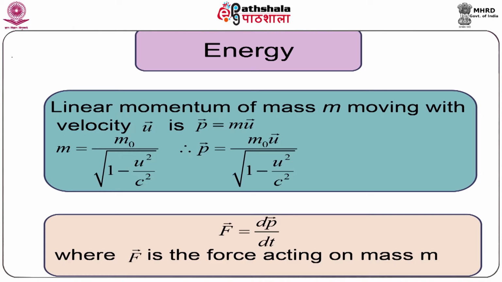Please note that so far we have an idea that mass remains unchanged in motion, that is, mass is independent of velocity, but here in relativistic mechanics mass changes like this. Now, force F vector is the time rate of change of linear momentum, that is d/dt of small p vector, where F vector is the force acting on mass m.